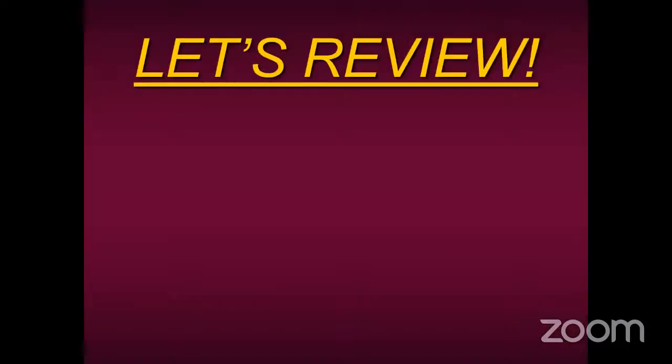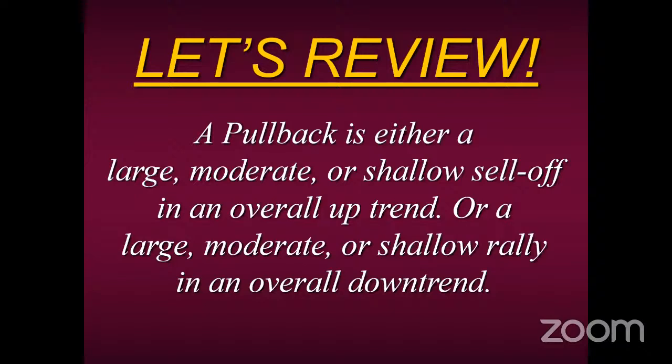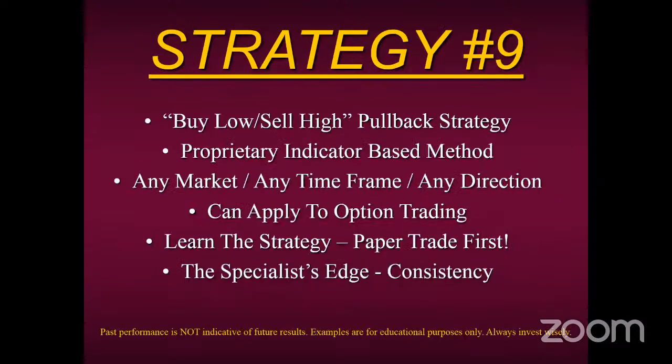Okay, let's review what we taught you today. A pullback is either a large, moderate, or shallow sell-off in an overall uptrend, or a large, moderate, or shallow rally in an overall downtrend. Now, strategy number 9 is our premier pullback strategy. It's generating signals that are buying at the lower levels and generating signals that are selling at the higher levels. It's a proprietary indicator-based method that you can apply to any market, any time frame, and any direction. This makes it ideal for option trading because you'll have lower premiums to work with.